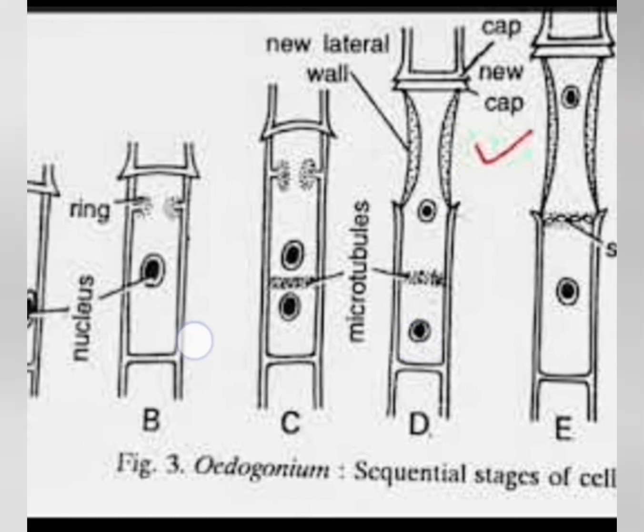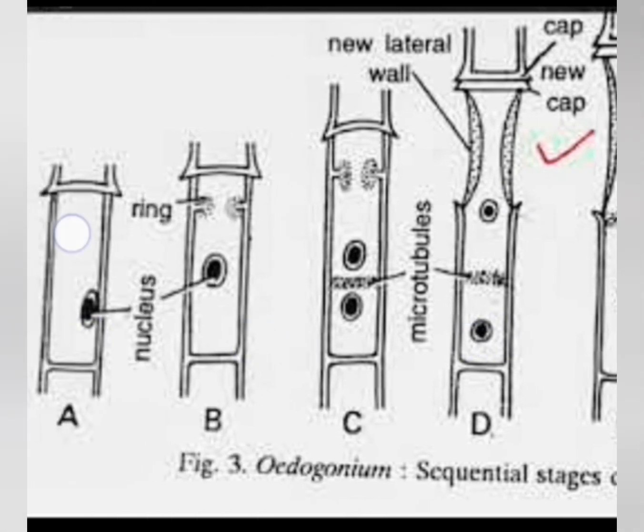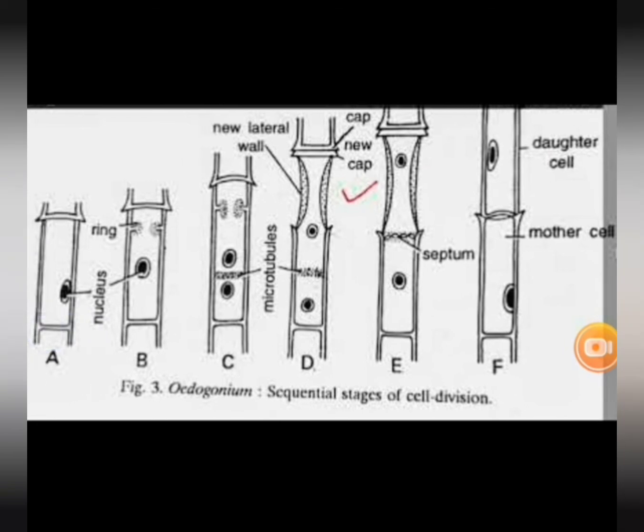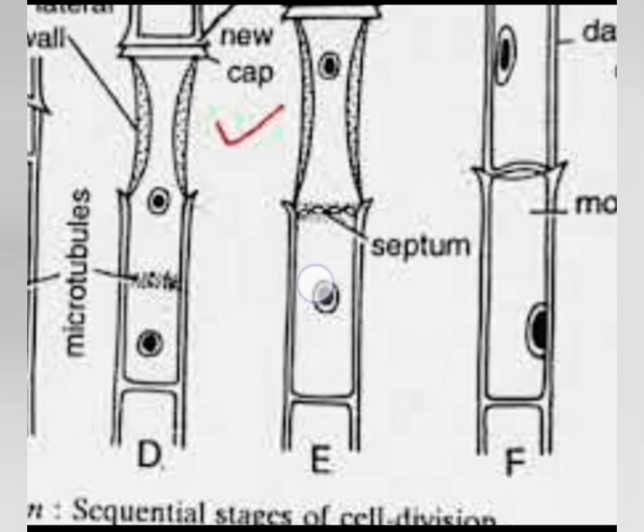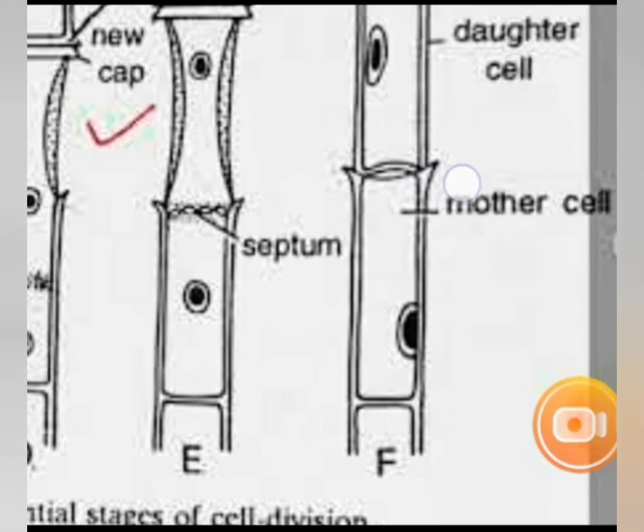As you can see, from the figure where we have only a single cell, the cell below remains as it is with this nucleus. So the one below is the mother cell, and the upper one is the daughter cell. And the septum finally leads to the formation of the wall between these two cells, the mother cell and the daughter cell.